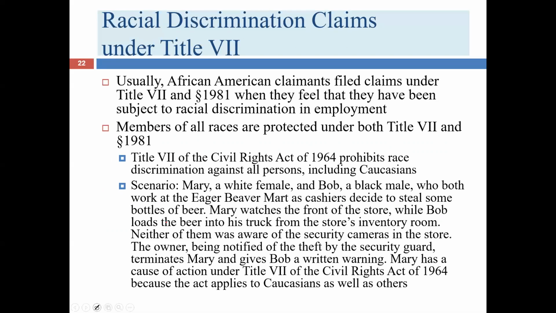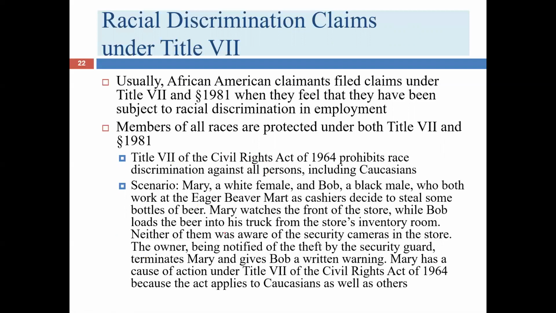Again, as I said before, Title VII protects every person. Every person has at least one race. Many people have more than one race. And so everyone is protected by the racial protection under Title VII.